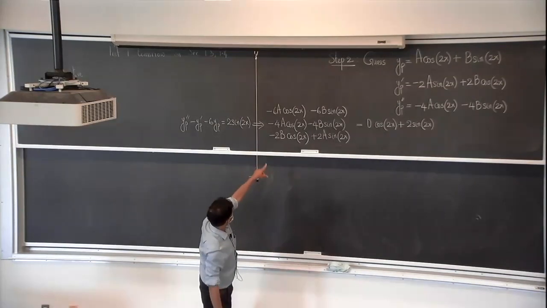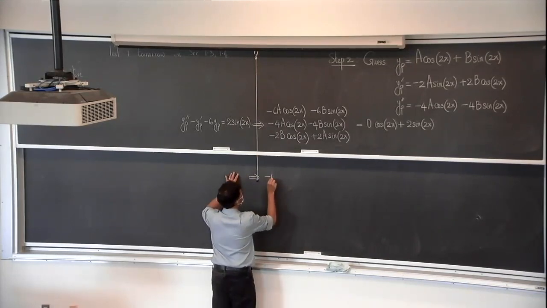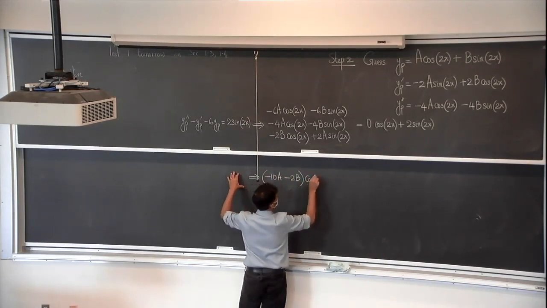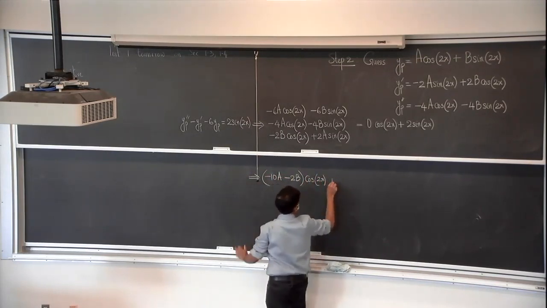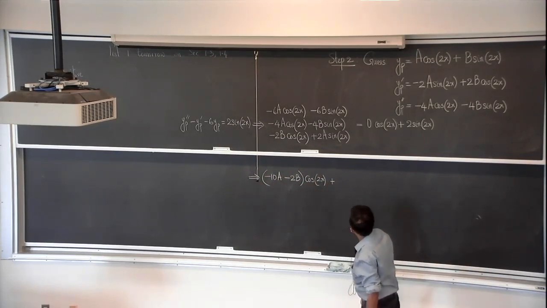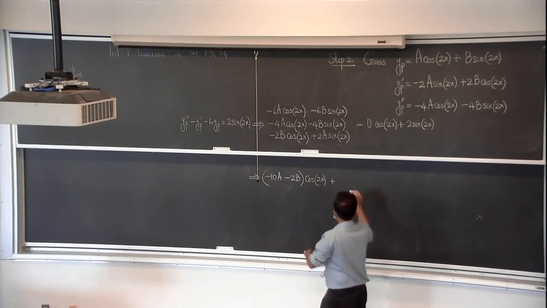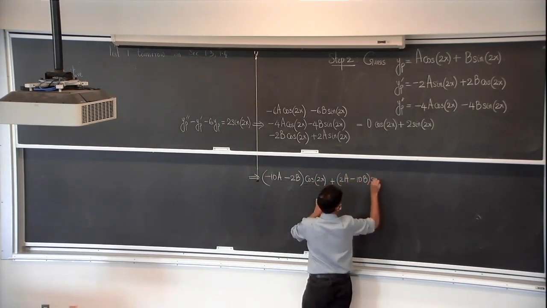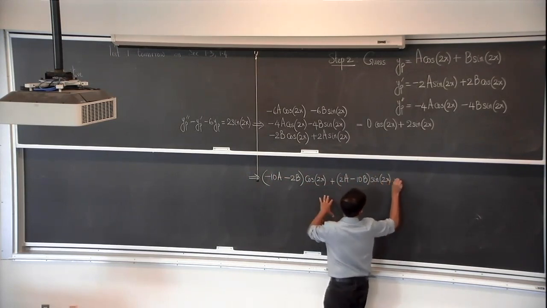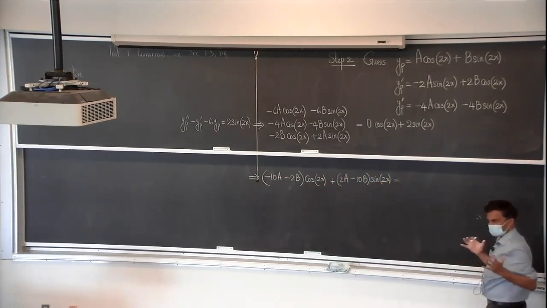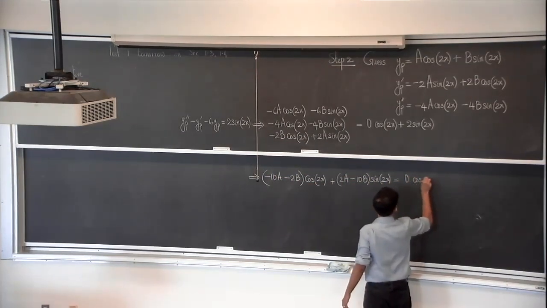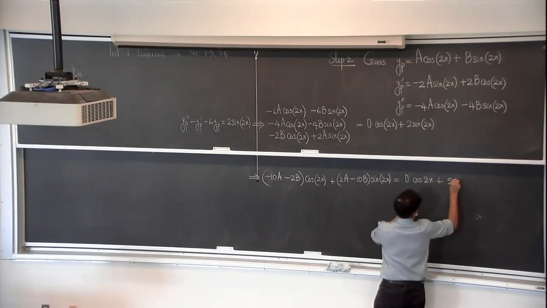All right, let's simplify those terms. Multiplying cosine 2x is going to be negative 10a minus 2b. And then you have 2a minus 10b sine 2x. So things are slowly getting into shape. Okay, equal to 0 cosine 2x plus 2 sine 2x.